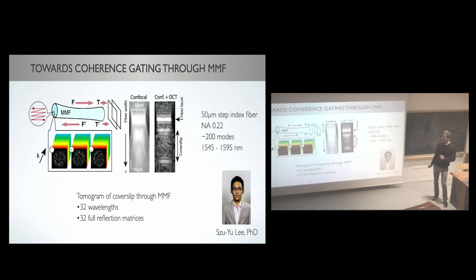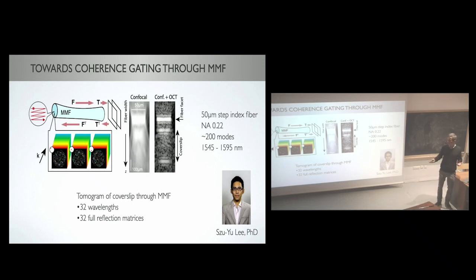Okay, very last slide. Where we would love to get to, or where we did the very first stab, is to combine these two approaches, so do coherent gating through a multimode fiber. This is even more daunting. We still don't know how to get the forward transmission matrix from the round trip matrix. To do this, we need to know the transmission matrix at multiple wavelengths.